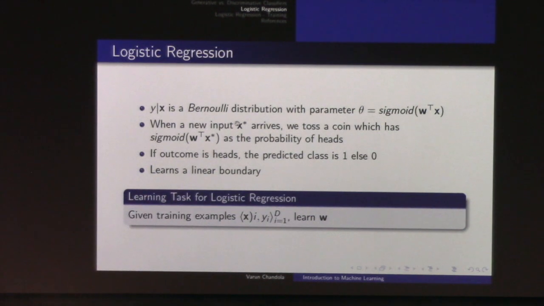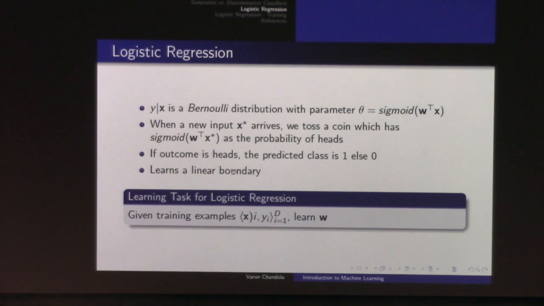So what happens when a new input comes? Let's say we already know W. W are the parameters for this logistic regression. So when a new input comes, we toss a coin with this as the heads probability. And if the outcome is heads, we say it is a 1, otherwise it is a 0. Because it has a W transpose x here, which means it's doing a linear combination of your x's, it means that logistic regression is a linear classifier. I'll show that to you in the next class: if you look at the boundary that logistic regression learns, it is a line. So it's always a linear classifier.